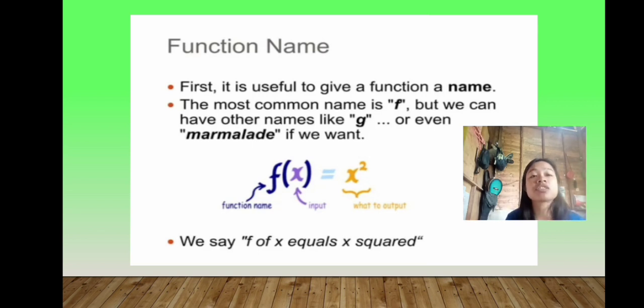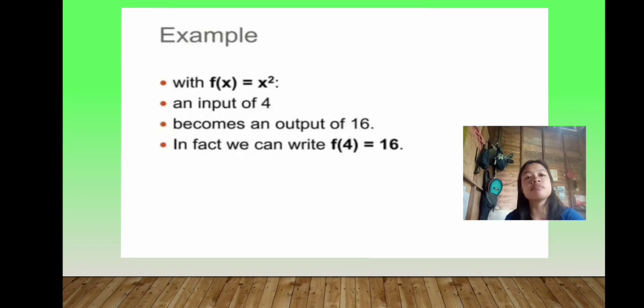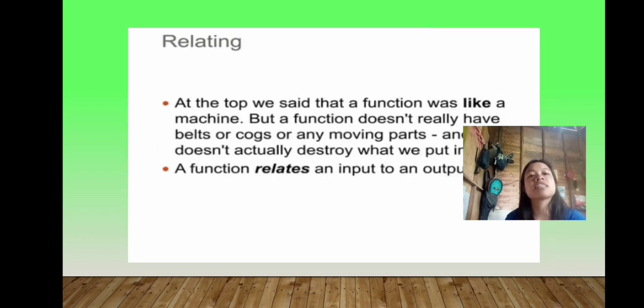f is a function name. That x is an input and the result, which is x squared, is what we call the output. We say f of x equals x squared. Example, with f(x) = x squared, an input of 4 becomes an output of 16. In fact, we can write f(4) = 16 because 4 squared is 16. So the output is 16.